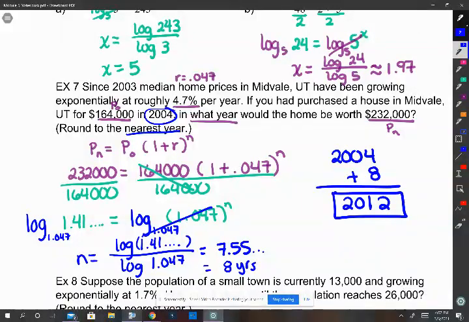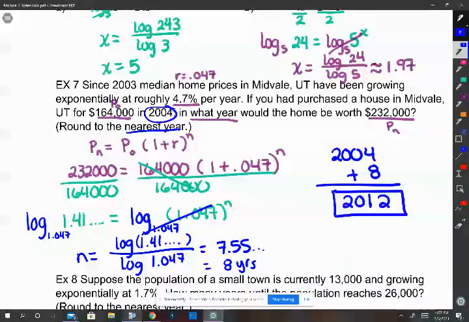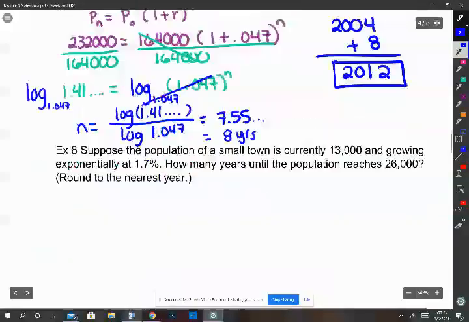And so you just want to be careful as you read your question. Does it ask you in what year, or does it ask you how many years? All right, because it's going to depend on that.